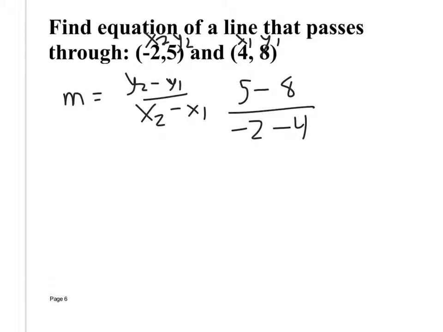5 minus 8 would be? -3. -2 minus 4 would be? -6. Okay. 2 negatives make a positive. So 3 over 6 would reduce down to?